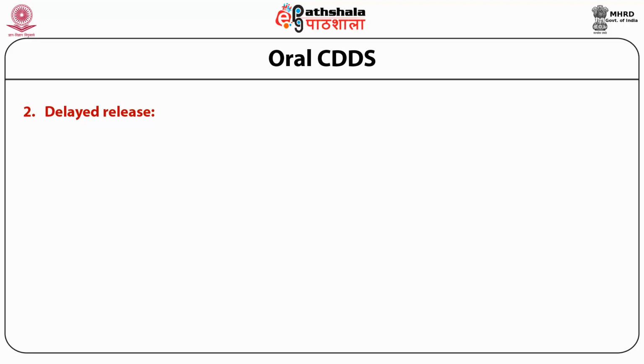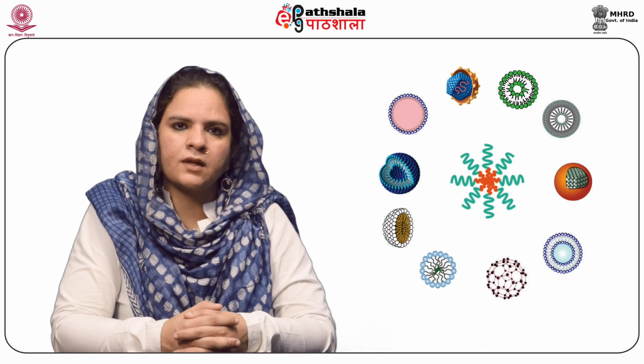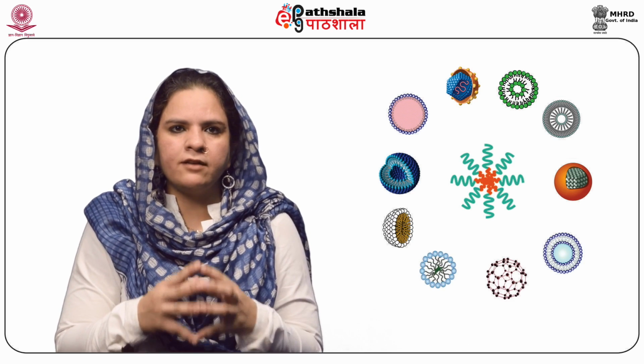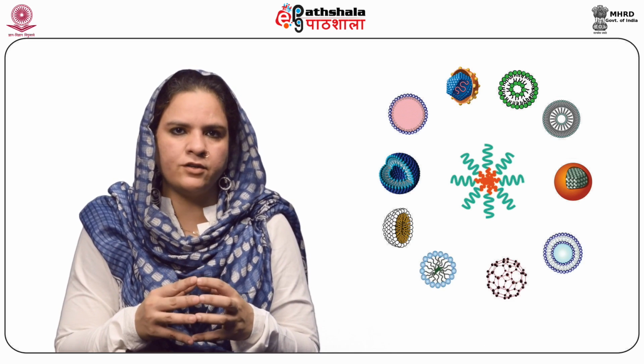In this case, the drug is released after a lag time followed by administration, which is achieved by the incorporation of a special coat. A typical example can be a formulation tablet which is enterically coated and referred to as an enteric coated control release drug delivery system. The oral controlled drug delivery systems usually have very conspicuous advantages.